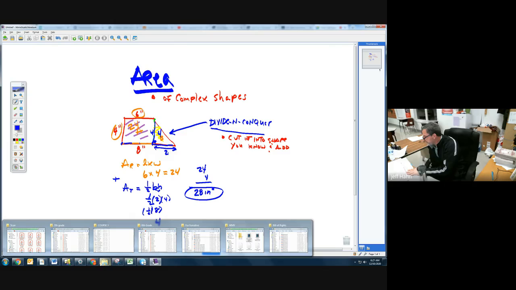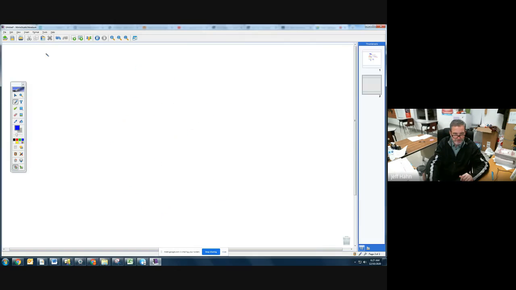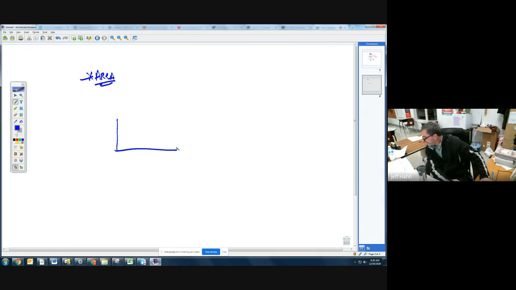Let's do this one. Let me get a new piece of paper and draw this one down. So here we go. Let's find the area of this shape. The shape is going to look like this. It's basically going to be this rectangle, and it's going to have this triangle stuck on the end.